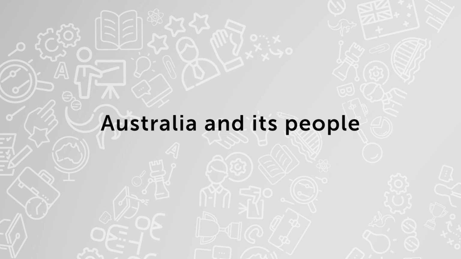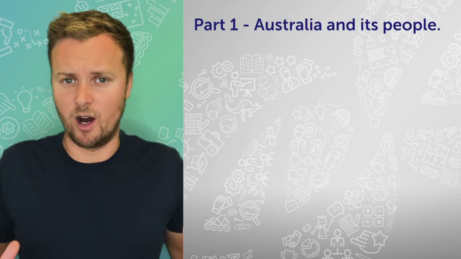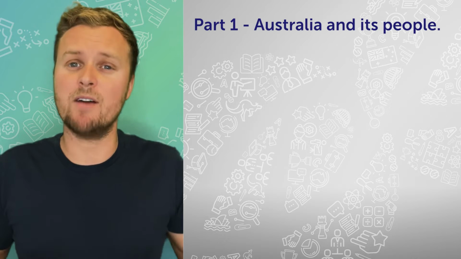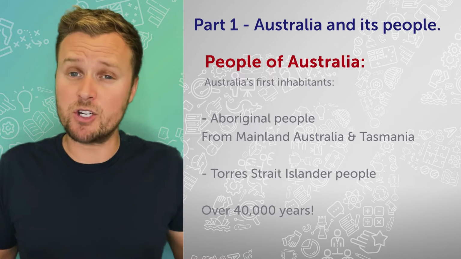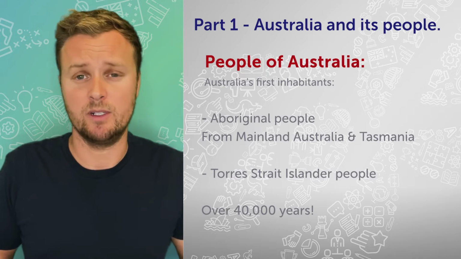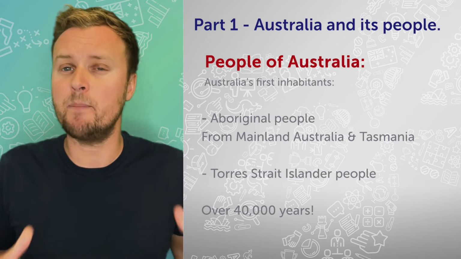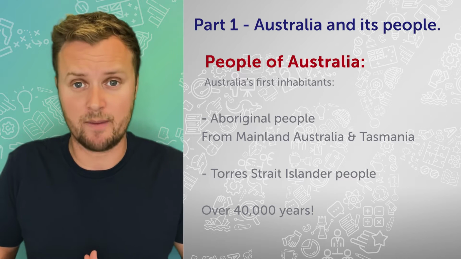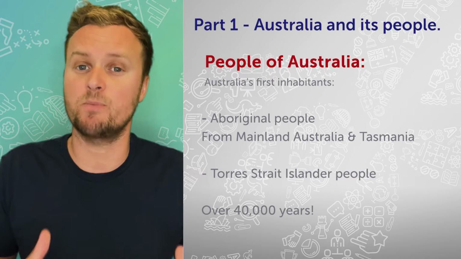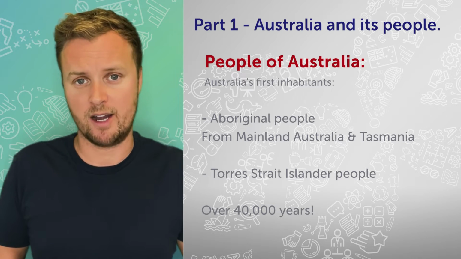Part 1, Section 1, People of Australia. To start off, let's look at the first people who ever lived in Australia, the Aboriginal and Torres Strait Islander people. Aboriginal people came from mainland Australia, which means the big main island of Australia, and Tasmania, which is a smaller island but still part of Australia.